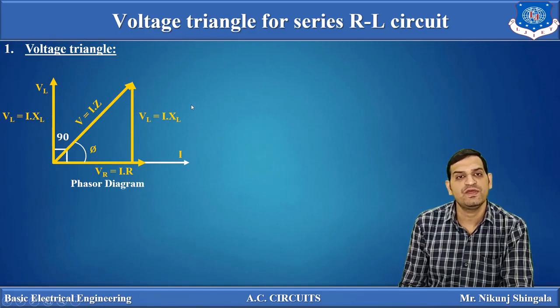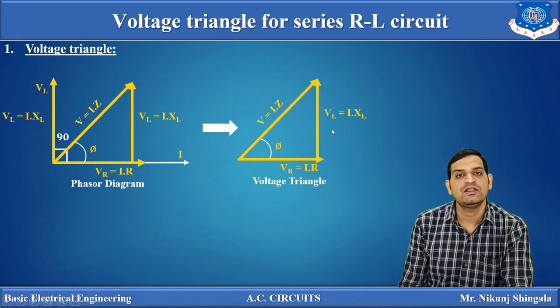So from this phasor diagram, we can say this is the voltage triangle. So we can draw the voltage triangle this way. Now why is it known as a voltage triangle? Because all the sides of the triangle are represented by voltages VR, VL and V. We know VR is equal to IR, VL is equal to I into XL, and V is the resultant voltage, which is the phasor sum of VR and VL, which can be given by I into Z.